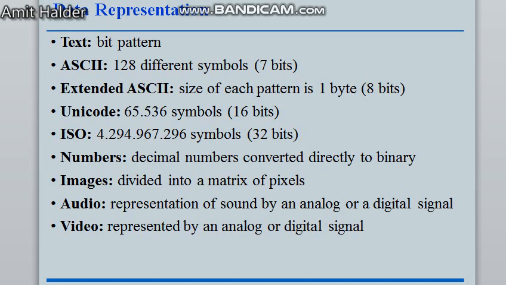And in the larger sense, images, audio and video are representations of analog and digital signals. If it is sound, it will be audio. If it is sound and a video, it will go to the video, and it is a series of images, right? If you go through the images, they will be divided into a matrix of pixels.